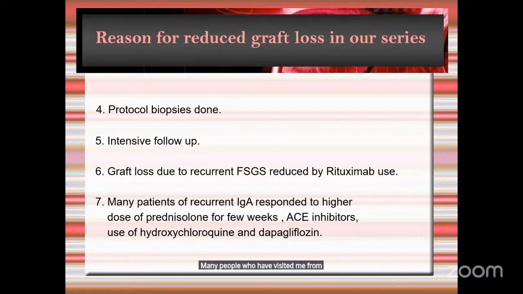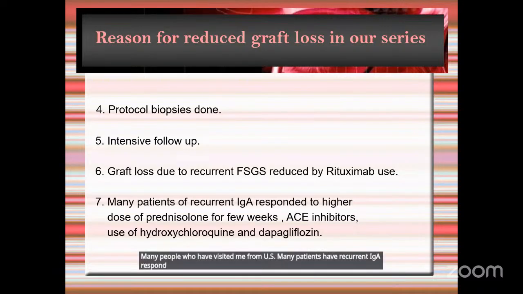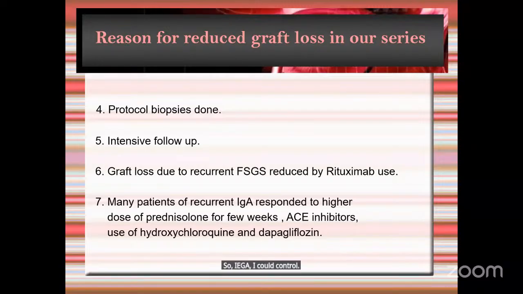Many patients with recurrent IgA responded to a higher dose of prednisone for a few weeks, ACE inhibitors, and the use of hydroxychloroquine and DAPA, which I'm using for many years. So IgA, I could control. The recurrence did not go to graft loss.